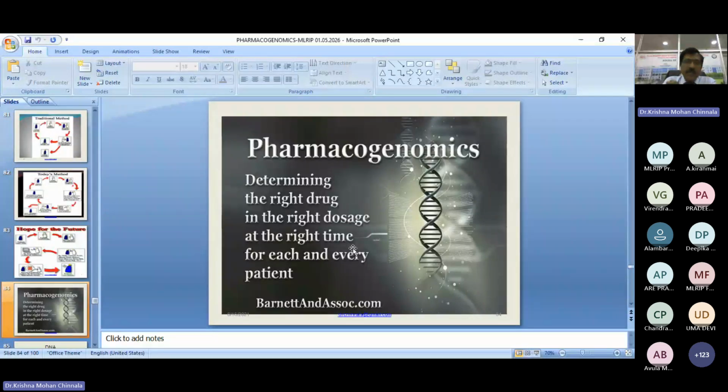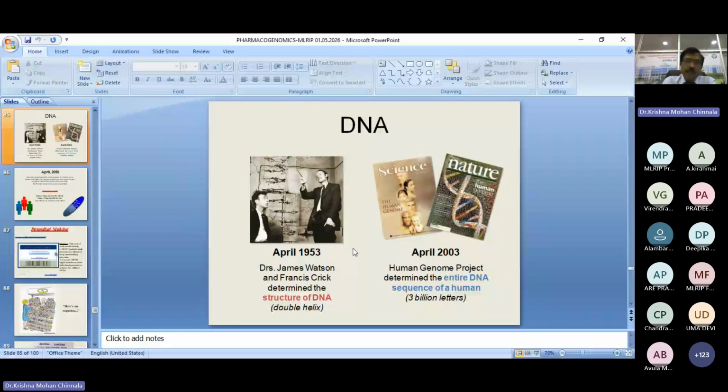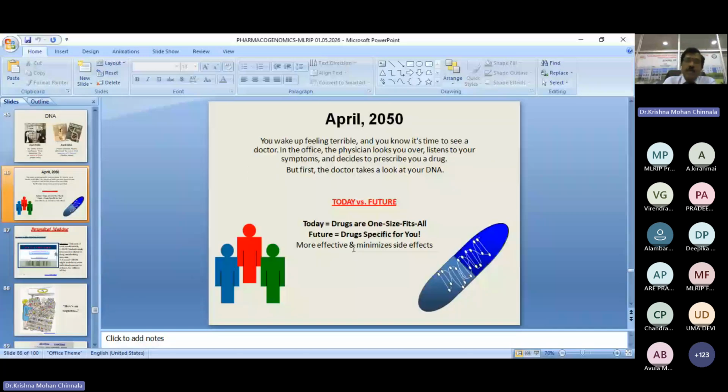Pharmacogenomics is determining the right drug in the right dosage at the right time for each and every patient. About DNA: in April 1953, Watson and Crick determined the structure of DNA. In 2003, the Human Genome Project was completed. In April 2050, you wake up feeling terrible and you know it's time to see a doctor. In the office, the physician listens to your symptoms and decides to prescribe you a drug. But first, the doctor takes a look at your genome picture.